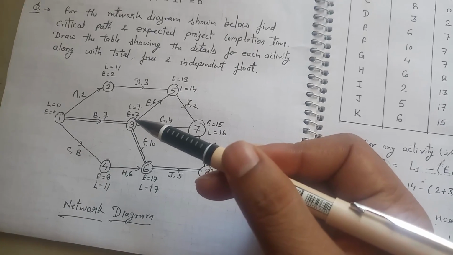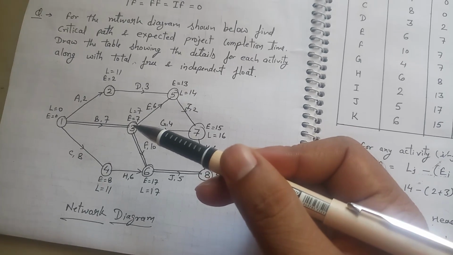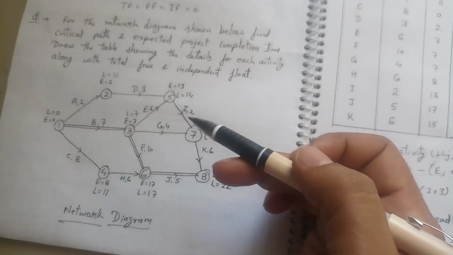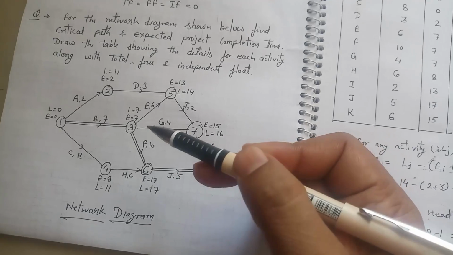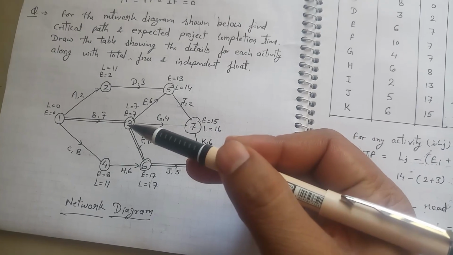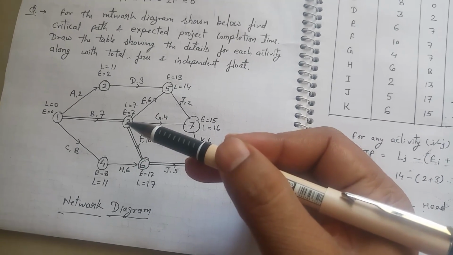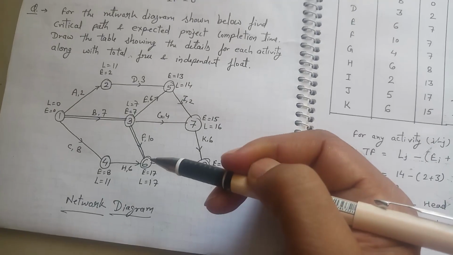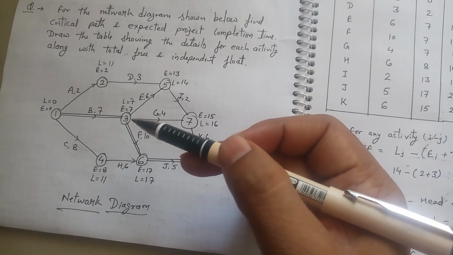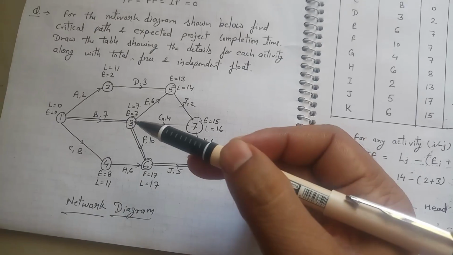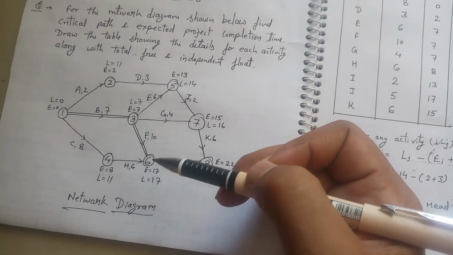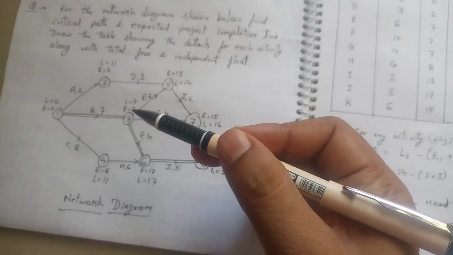But we have different paths, so we have to calculate the minimum time for this path. So 16 minus 4 is equal to 12. So we do not select this one. 17 minus 10. So the latest start time for this activity is 17 minus 10, which is 7.